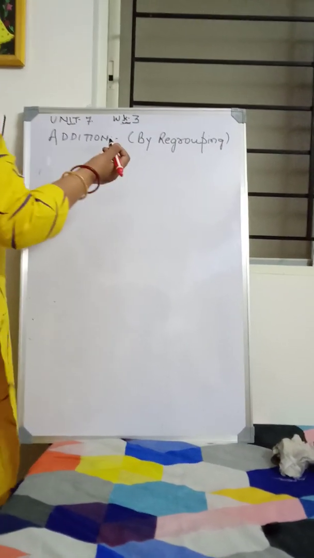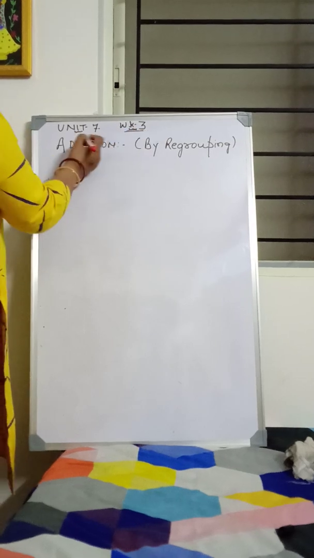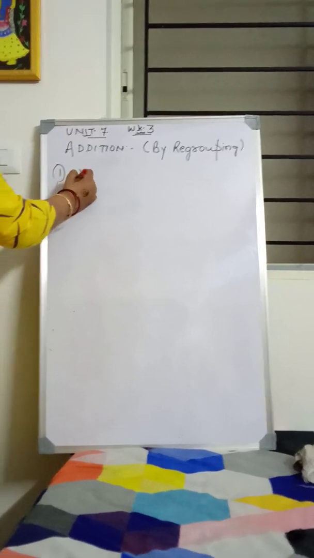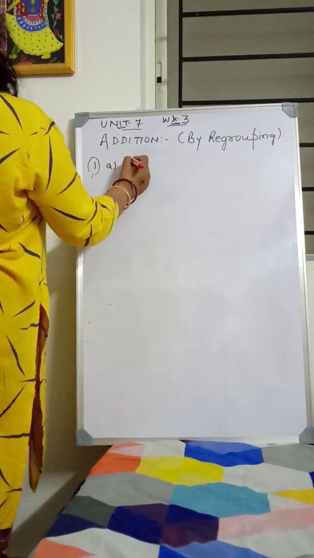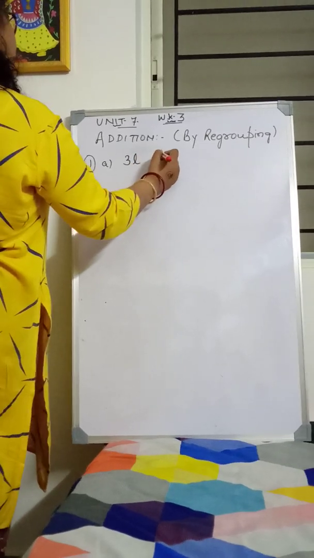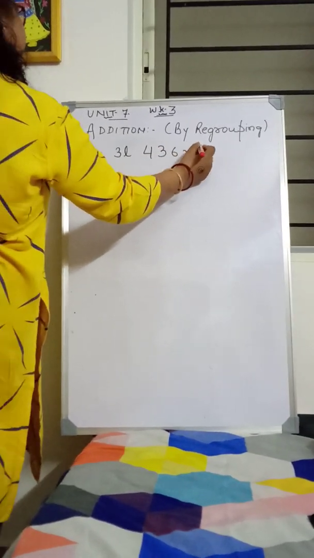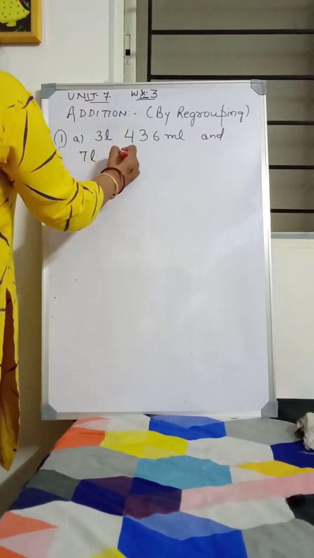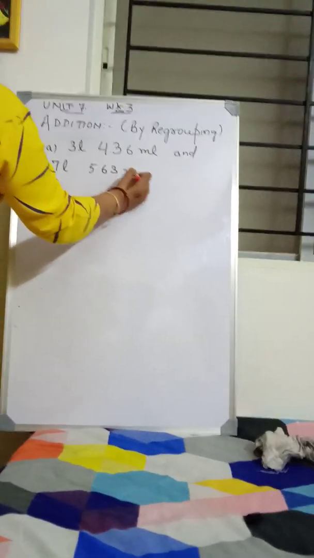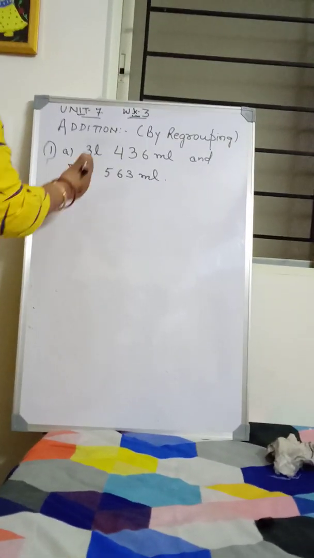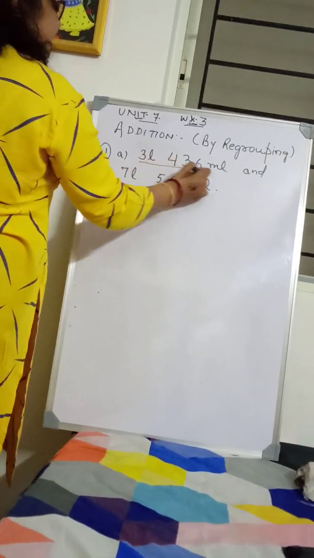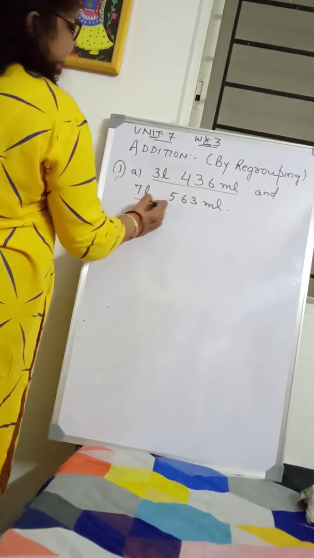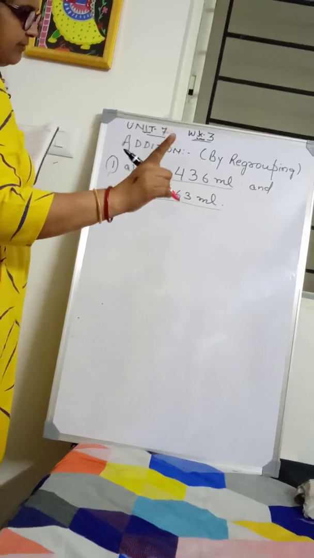Now children, let us come to the point. I am going to discuss worksheet number 3 of unit number 7. So let's start with question number 1A. So we will do addition. The question is 3 liter 436 milliliter and 7 liter 563 milliliter. Right? Now here we see that by regrouping, this 3 liter 436 milliliter is one unit and 7 liter 563 milliliter is another complete unit.